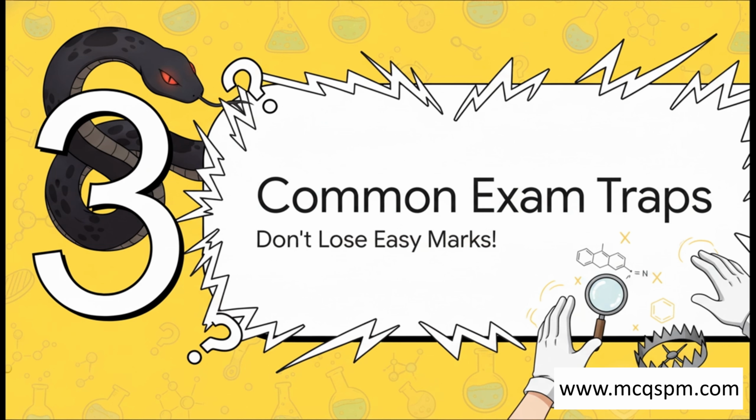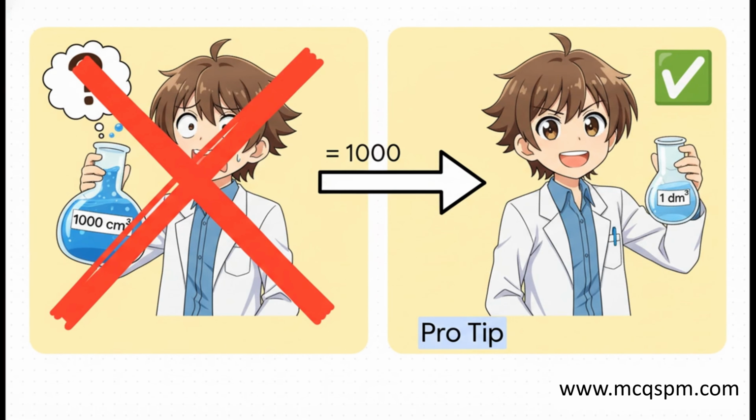Examiners love to set these little tripwires to catch you out. So let's go over the most common ones so you can just breeze right past them and keep all those precious marks. Trap number 1, units. Oh my gosh, so many easy marks are lost right here. The molar volume is always in cubic decimeters, but questions will often try to trick you by giving you the volume in cubic centimeters. Here's the pro tip, and it's dead simple. Before you do anything else, convert your volume to dm cubed. Just divide by 1,000, make that your first reflex.